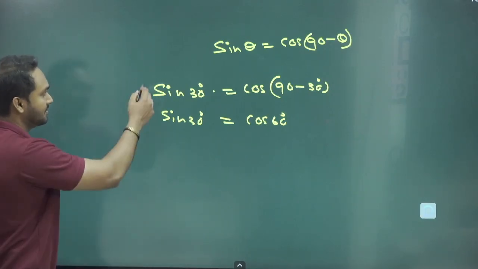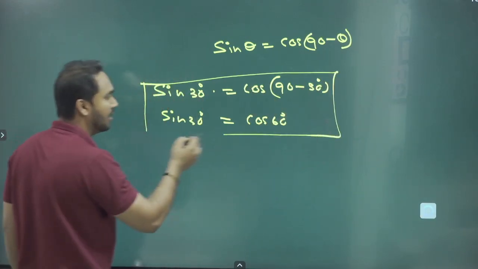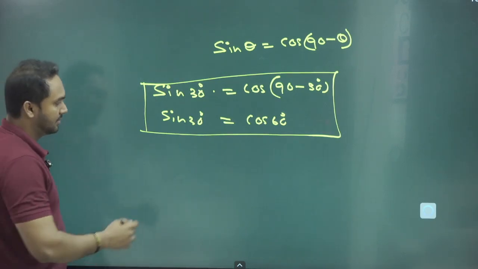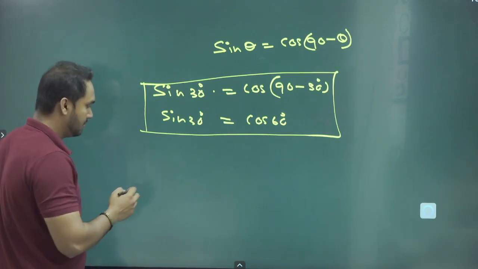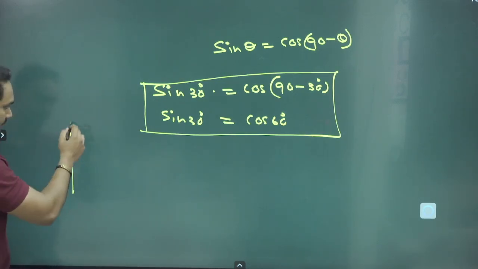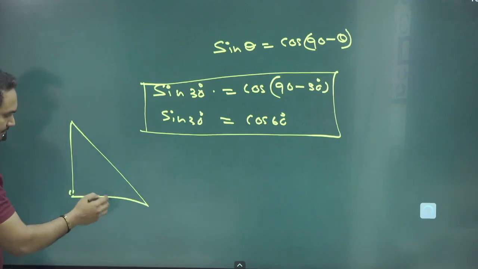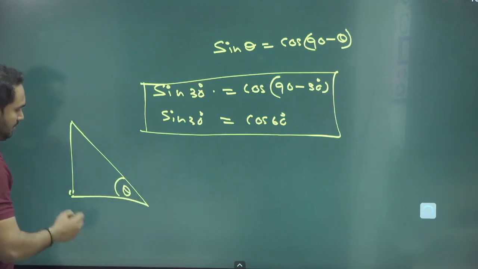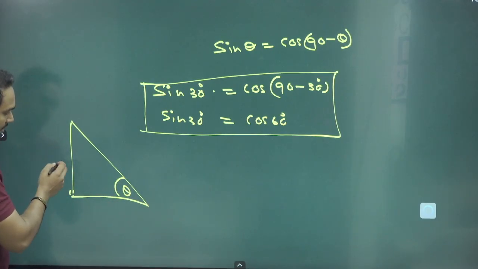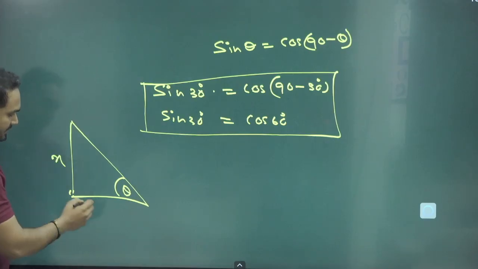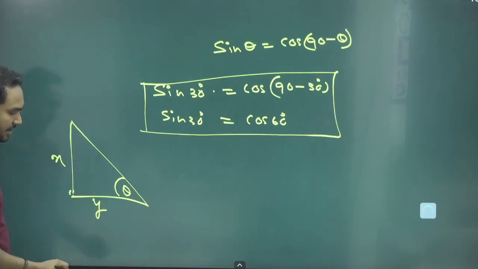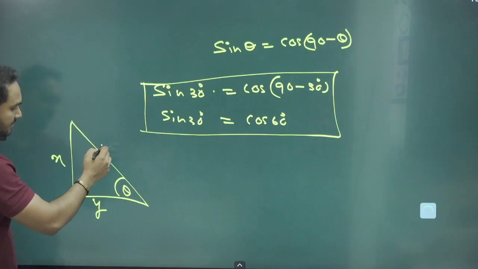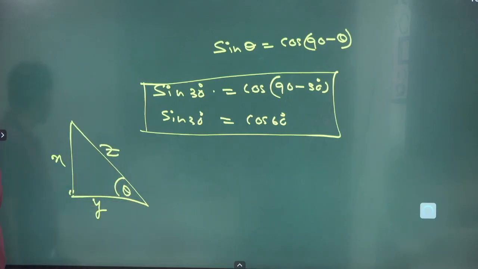Right? So the next thing, now take a triangle like this. So this will be the opposite, this will be the adjacent, and this will be the hypotenuse, right? This will be the adjacent, this will be the opposite, this will be the hypotenuse, yes.